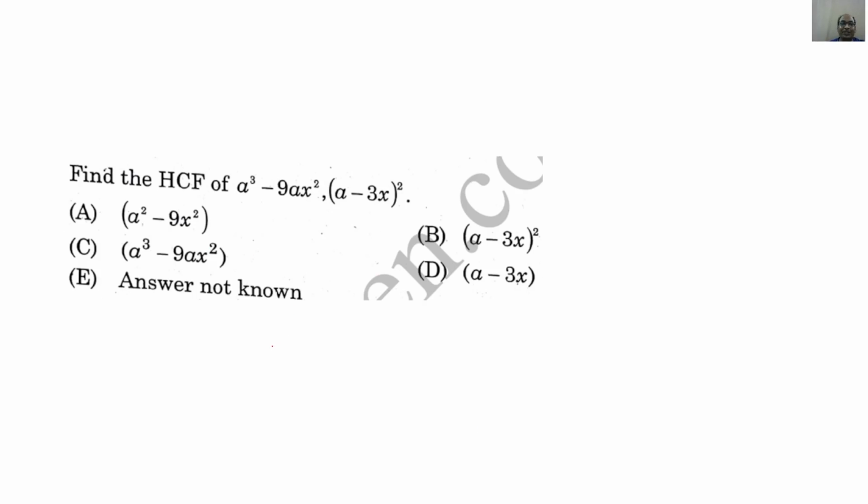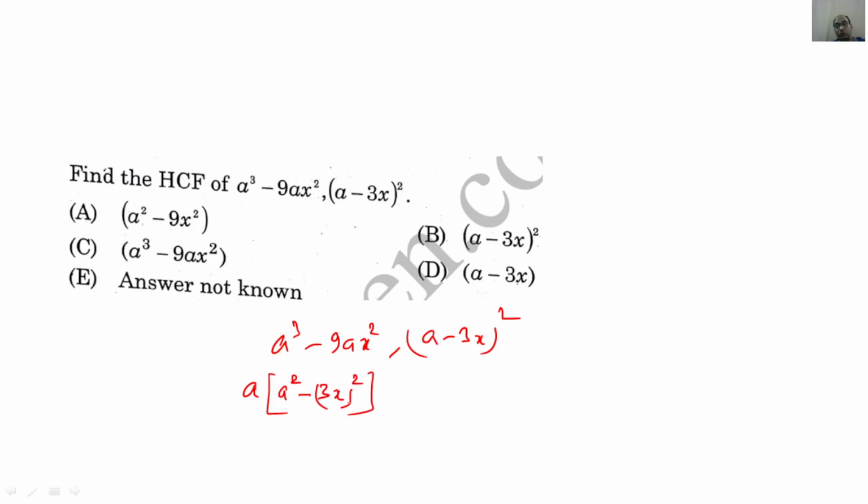Okay. So a cube minus 9ax square is given to you, and a minus 3x whole square is given to us. So a cube minus 9a square, let us take a common. So it will become a square minus 3x square. Sorry, 3x whole square. Let me write it like this. 3x whole square.